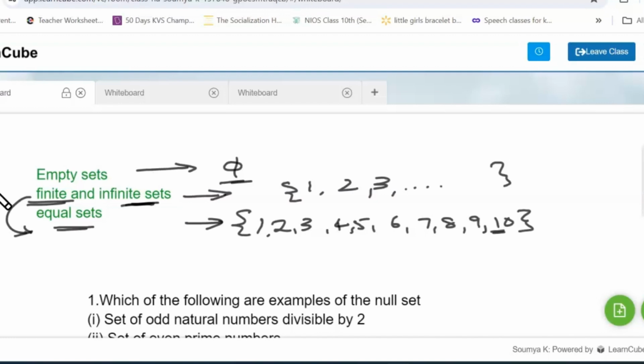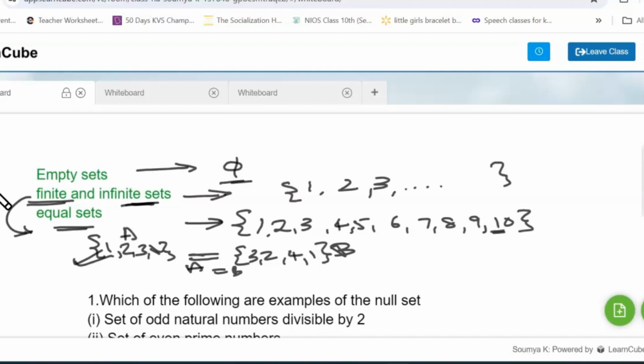Then comes equal sets. Equal sets means two sets are there. You will have elements in one set as 1, 2, 3, 4. Consider this is one set, A. Another set has 3, 2, 4, 1. This is another set, B. Both the sets are said to be equal because the elements in the first set A and the elements in the second set B are the same. It is 1, 2, 3 and 4 only in both. You can say A equal to B. If they are not equal, we say A not equal to B. So an equal set is this kind of set.